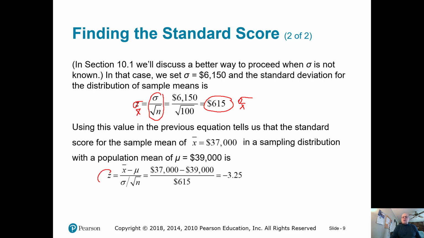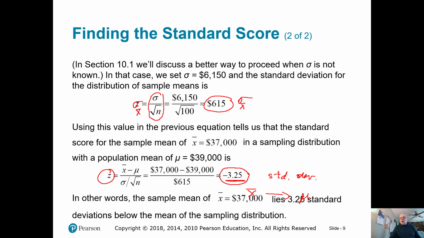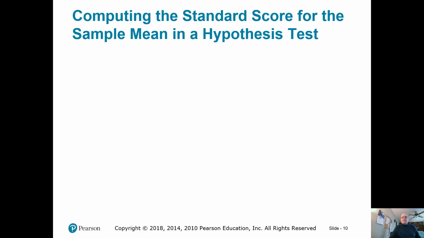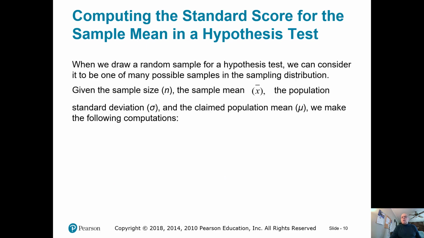So here we go. Here's our z-score, negative 3.25. So we might say to ourselves, that's how many standard deviations our sample mean is away from what we think is the mean. That's pretty far. What does that tell us? Well, when we draw a random sample, there are a lot of samples we could have gotten. That's the one we got.